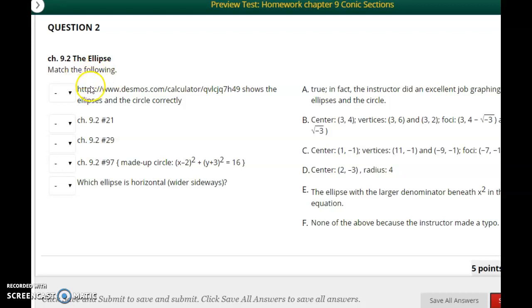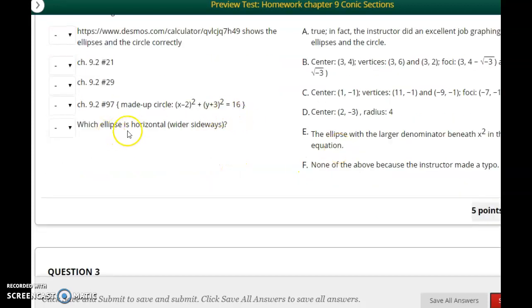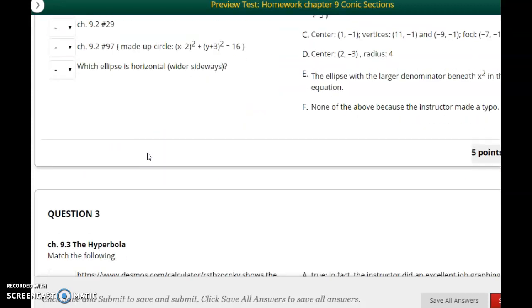Then for this one here, the ellipse, again, look at this Desmos link here and you will see the ellipses. And then these here are the problems. Actually, two of these are ellipses and this one is a horizontal. And then there's always a little extra question right here.